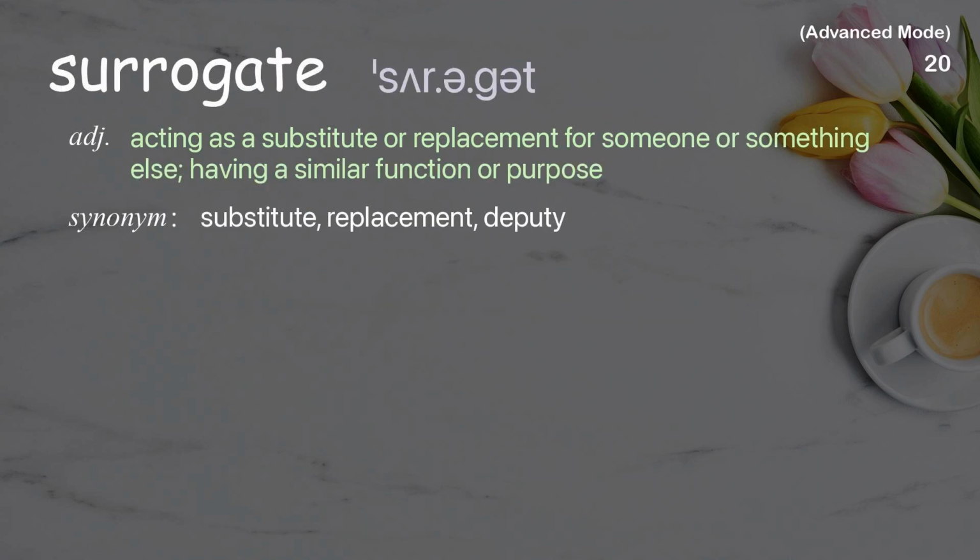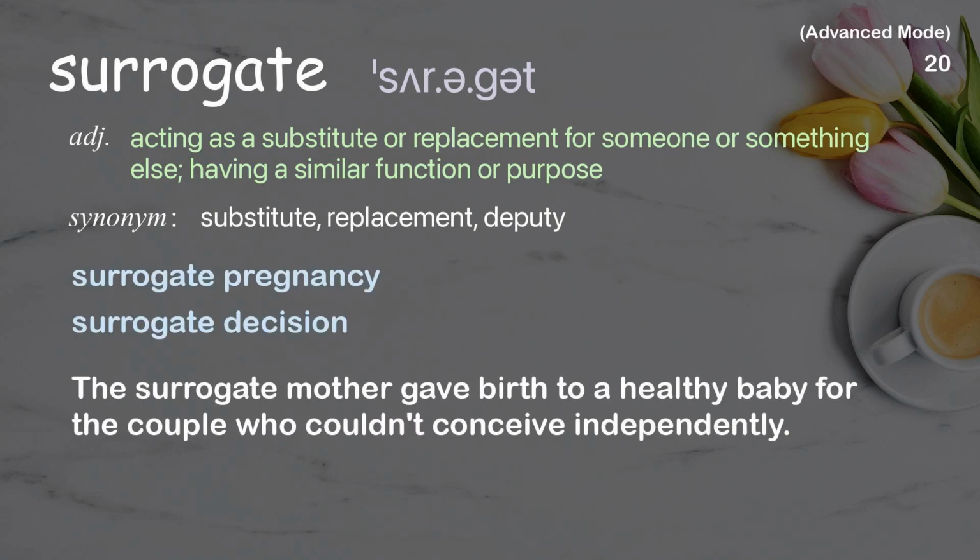Surrogate. Acting as a substitute or replacement for someone or something else, having a similar function or purpose. Examples: Surrogate pregnancy, surrogate decision. The surrogate mother gave birth to a healthy baby for the couple who couldn't conceive independently.